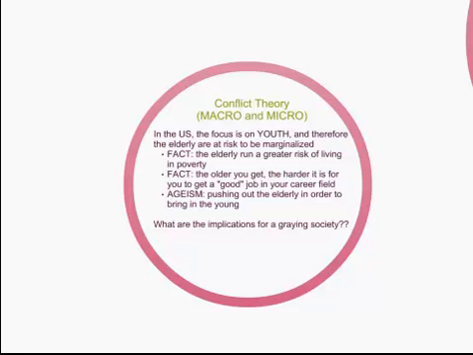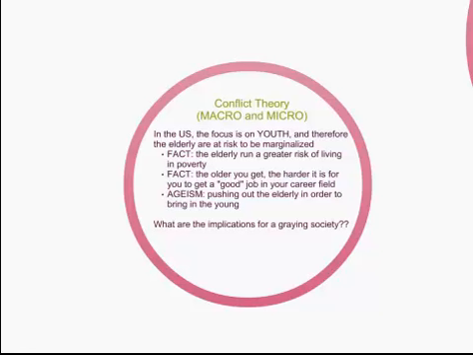Now conflict theory, generally speaking, is a macro level theory, but we're going to use it here both at the macro and the micro level. And conflict theorists are interested in the implications for a graying society. Now, in the United States, the focus has been on youth for many, many years, and largely this is because of the influence of the baby boomers over time in our society. And so the elderly, though, as we begin to gray as a society, are at risk to be marginalized because of this focus that we've had on youth.